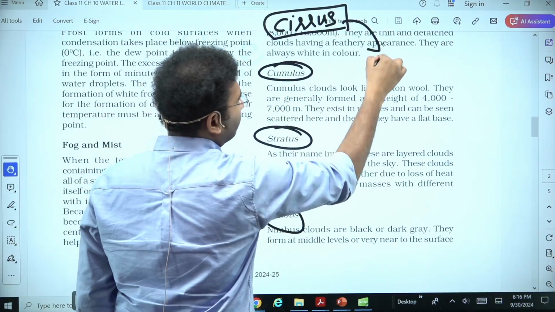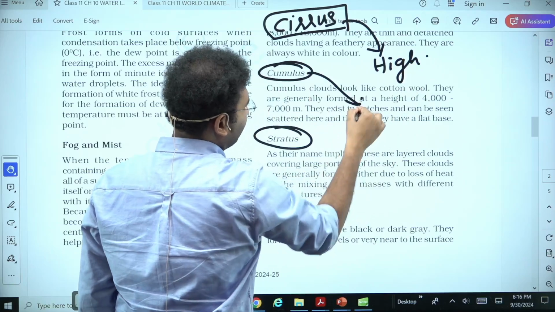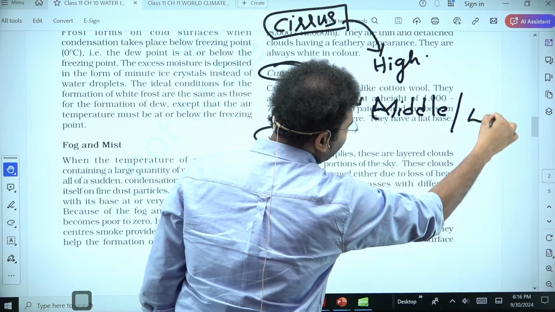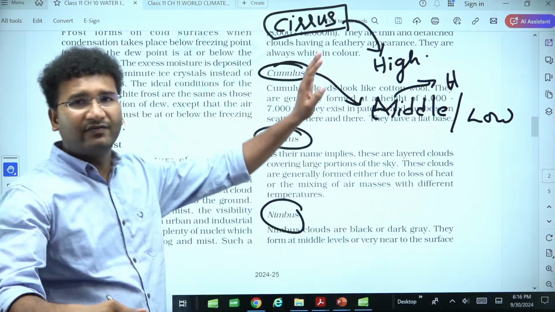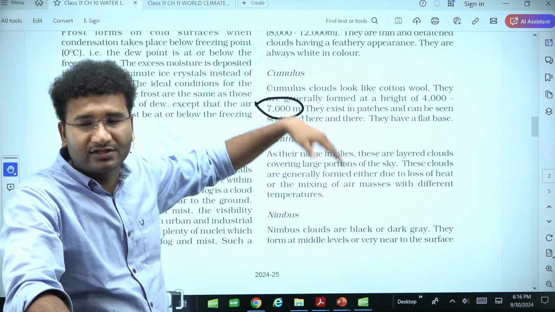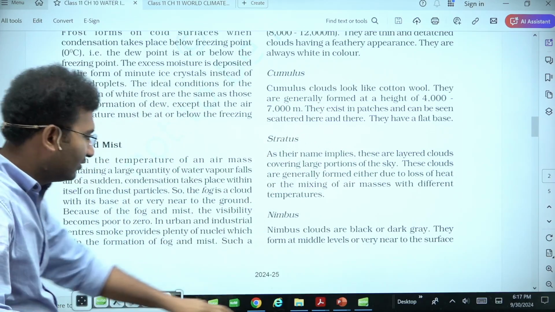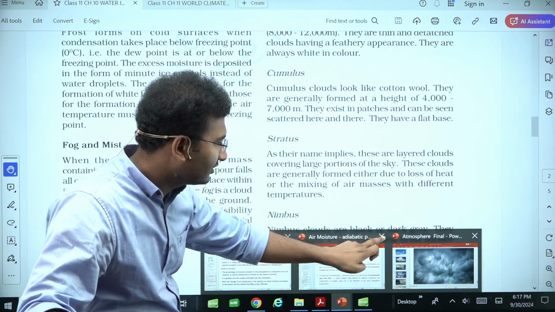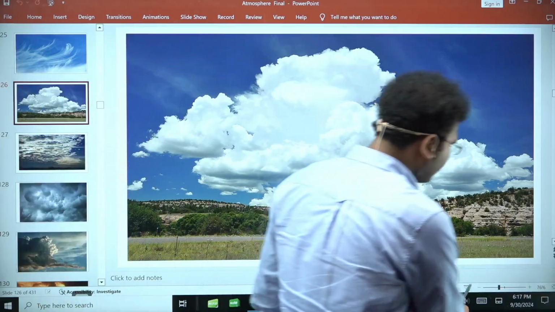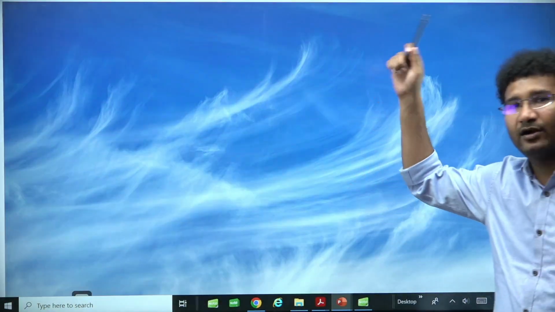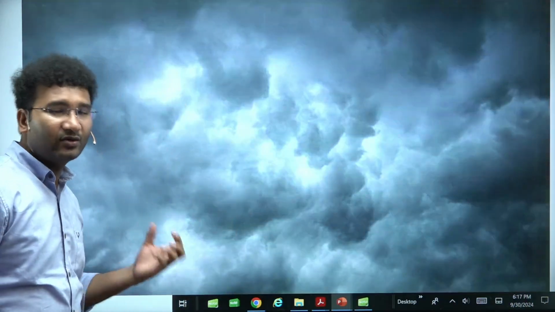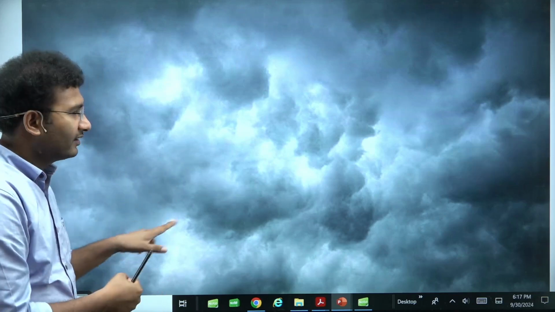Cirrus is a high cloud. Cumulus is also a middle cloud, or else it can also be found in the lower regions, and it can also be found in the higher regions. With respect to height, they can be present at a height of 7,000 meters. Cumulus clouds can be present at 4,000 to 7,000 meters. Let me show it to you. This cloud is at 4,000 to 7,000 meters. This is present above 7,000 meters. And stratus can be present at a little lower height. And nimbus is the cloud that has rain. It looks black in color and it can rain properly.